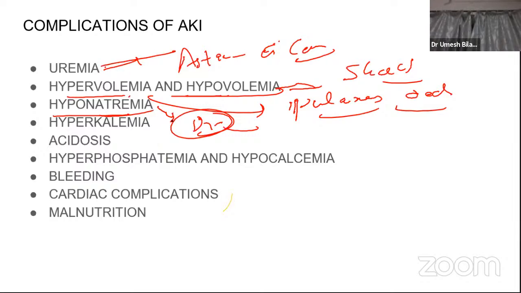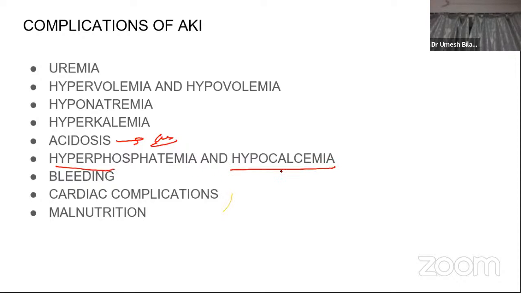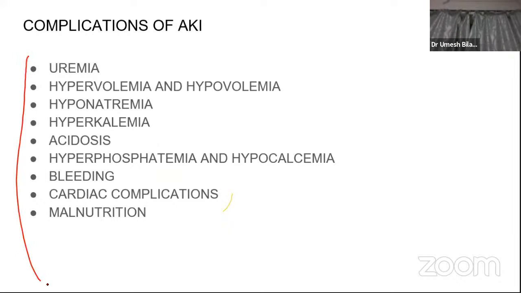Hyponatremia could be dilutional, and hyperkalemia because potassium is retained. Acidosis because the acid is also retained here. Hyperphosphatemia and hypocalcemia, also bleeding. Hematological complications also will happen. The thrombosis and clotting mechanism will be disrupted in a patient with AKI, so there is a bleeding chance. These are the complications of AKI.